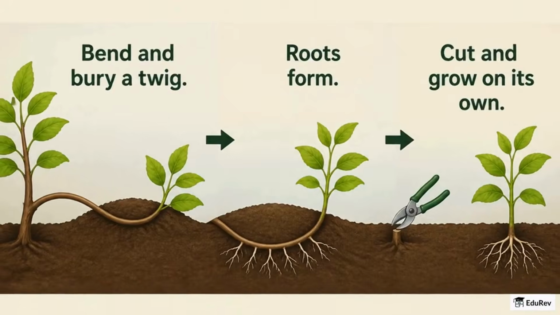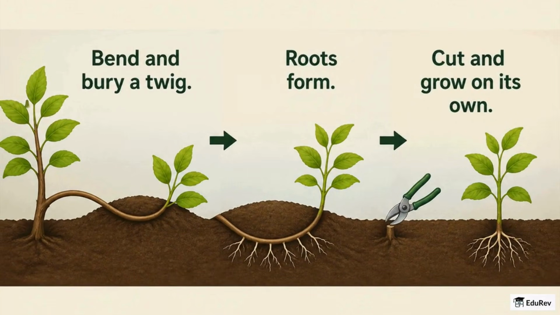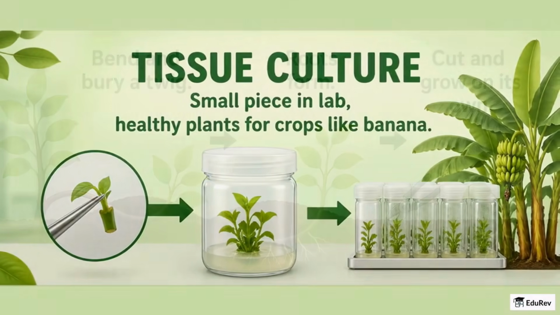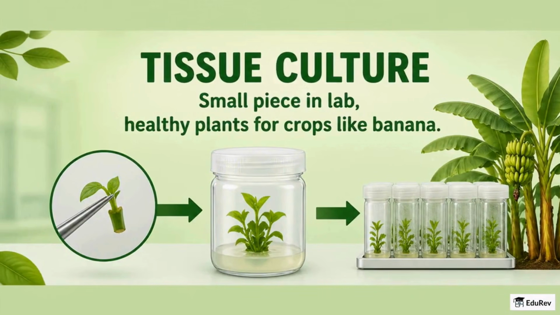In layering, a twig is bent and buried so roots form. Then it is cut free to grow independently. Tissue culture grows disease-free plantlets from a small piece of plant in a lab, useful for crops like banana.